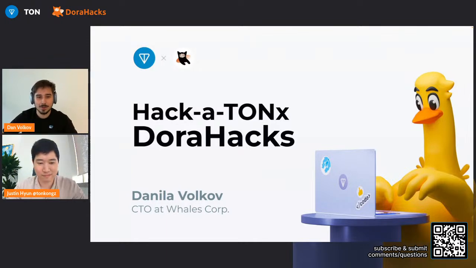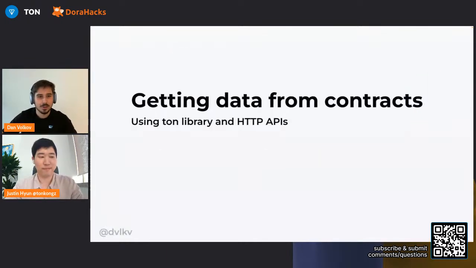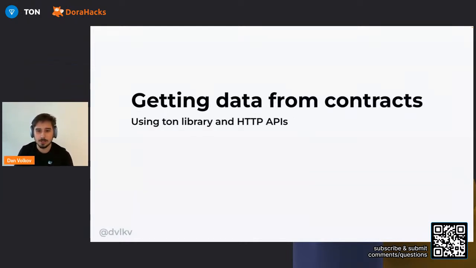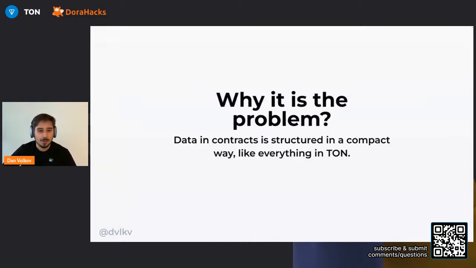Thank you, Justin, for the introduction. Okay, let's start. Our theme today is getting data from contracts. We will use Ton library and public HTTP APIs. So why is it a problem? The data in contracts is structured in a compact, complicated way, like everything in Ton. The data is in cells, and you have several ways to get it from them.